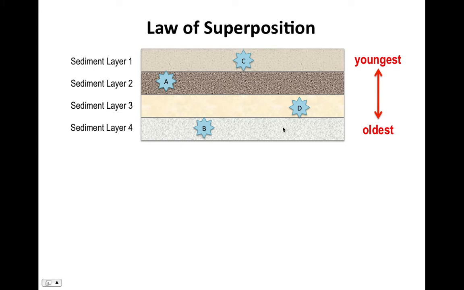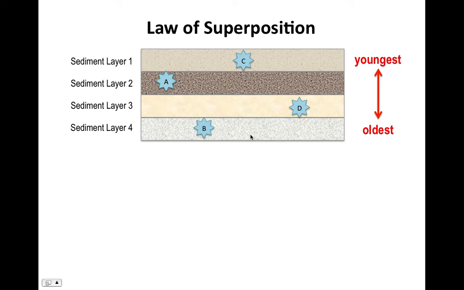So the oldest layers are the ones down here that are deposited first, and then subsequent layers deposited on top of them. We also make the assumption that when we find artifacts in these layers, those artifacts have the same age as the layers that they are in. So, for example, in this particular set of layers and these 4 artifacts, artifact B is the oldest because it is in the oldest and lowest depositional layer. Artifact C is the youngest, and then artifacts A and D are somewhere between those 2 ages.